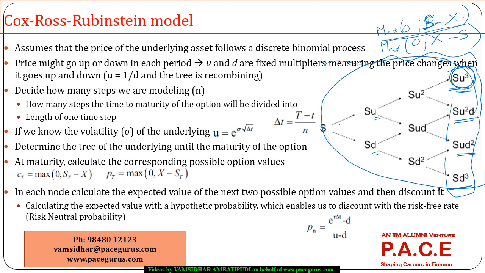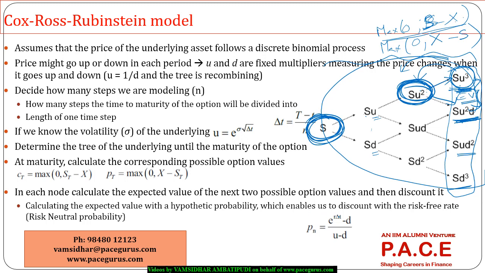Based on this, I calculate the expected value from the next two possible values. So here, if I want to find the value of the option, these are the two possible values from here. What is the value of the option here? What is the value of the option here? What is the probability that the value will be this much? Based on this, I find the expected value of the option here, and I discount it to this particular period to find the value of the option at this node. Like this, I keep finding the value of the option at each of the nodes until I reach here. So I work backwards, and whatever number comes here will be the final value of the option.